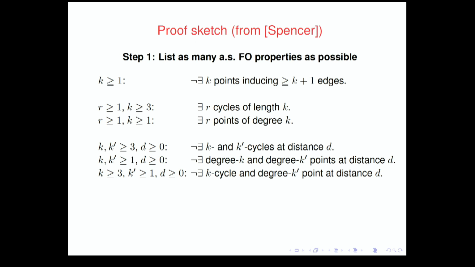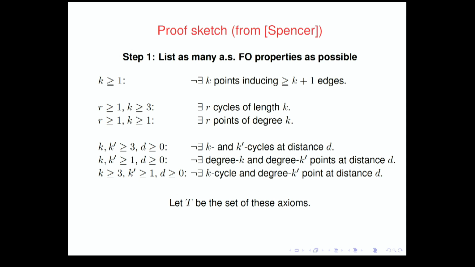There do not exist k and k prime cycles at fixed distance. So if you fix the distance and sizes of cycles, then you cannot find that. In fact, I was thinking last night that this is a consequence of this. I believe this is a consequence because you have 2 cycles in a bounded size set. But this one is not a consequence. It says that you cannot find 2 points of degree k at distance d. These are well-known properties, and also you cannot find a degree k vertex close to a k cycle.